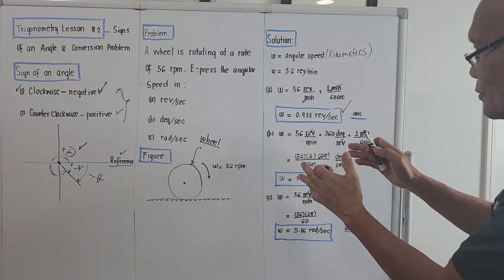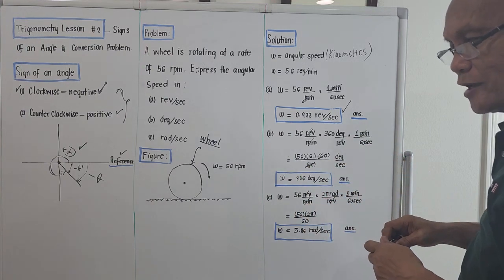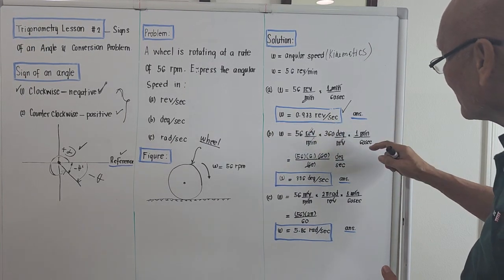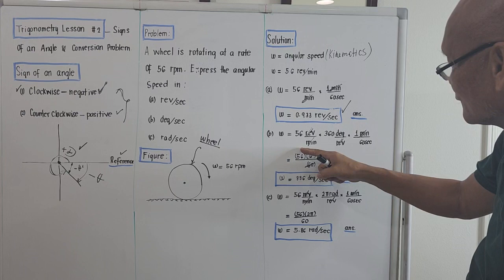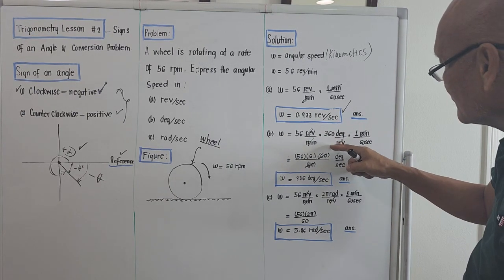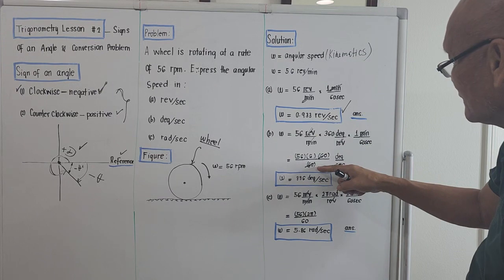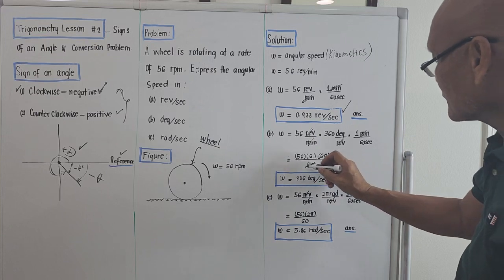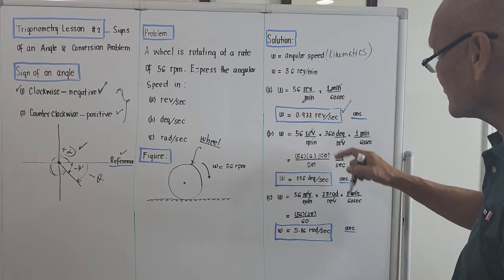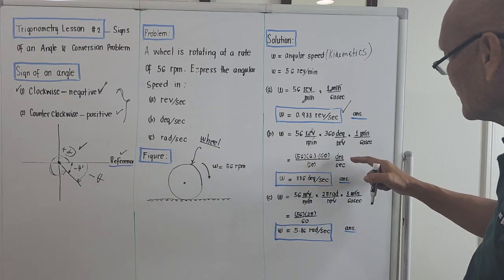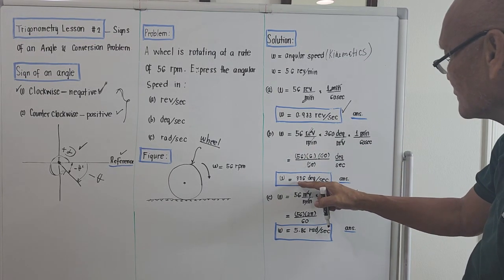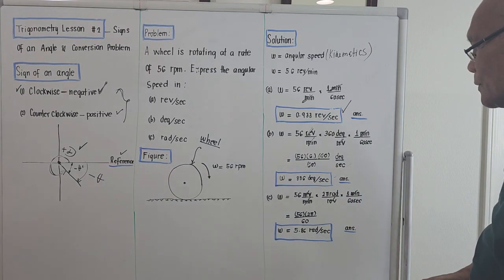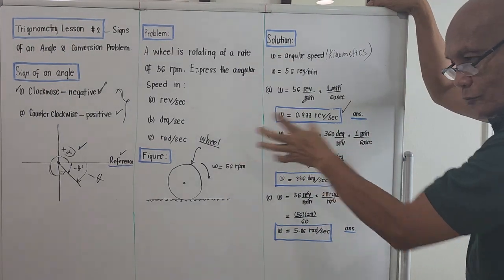So try to execute the division. This is 56 times 360 divided by 60. 360 is 6 times 60, all over 60, and the unit will be degree per second. Try to make some cancellations if you can. 60 and 60 cancel, so what remains will be 56 times 6 degrees per second, or this is 336 degrees per second. This is the proper way how to convert.